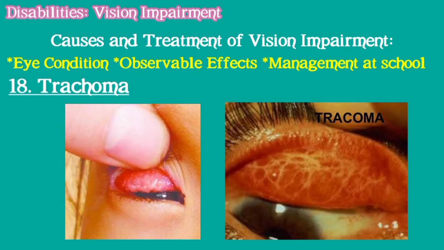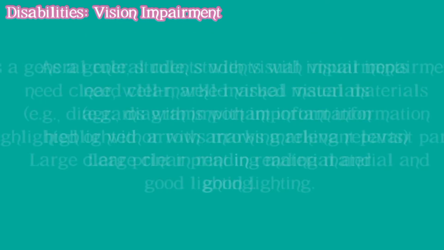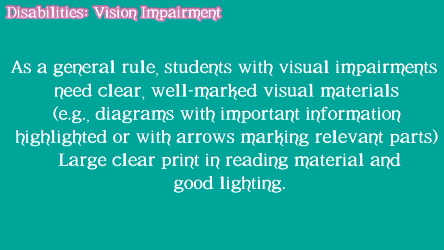Okay, so the management at school: ensure that students and parents adopt good hygiene practices, keeping eyes and faces clean. As a general rule, students with vision impairments need clear, well-marked visual materials, for example diagrams with important information highlighted or with arrows marking relevant parts, large, clear print in reading materials, and good lighting.